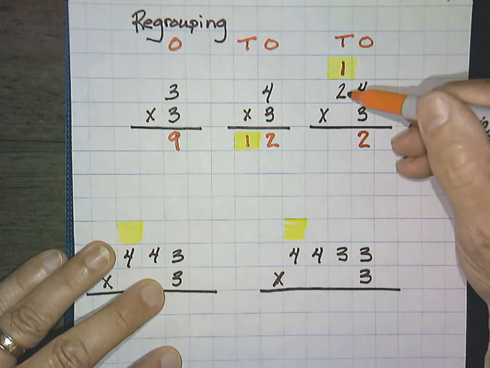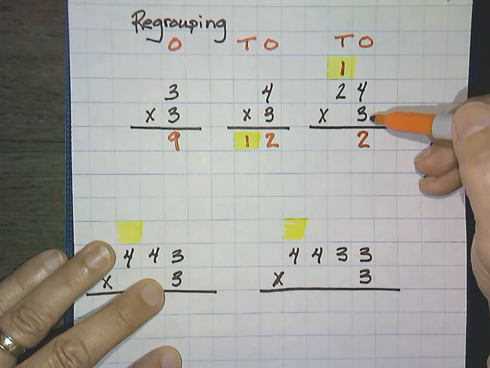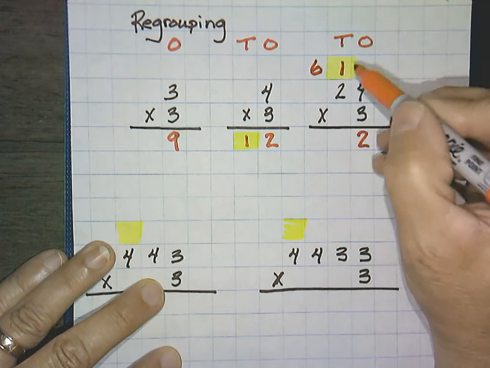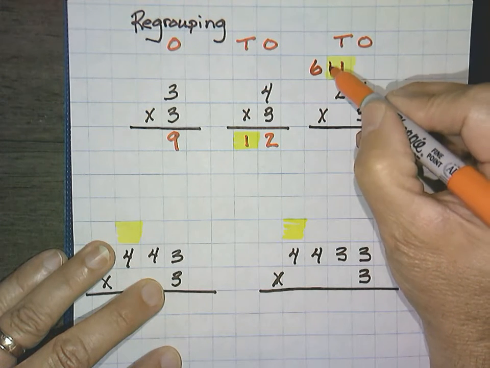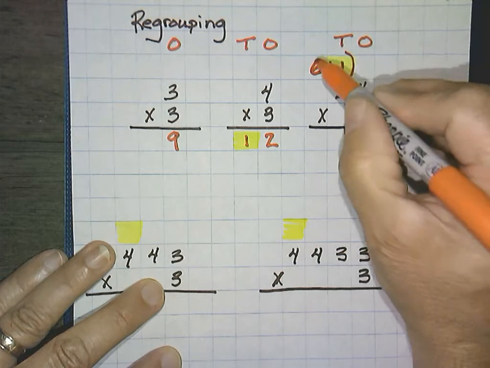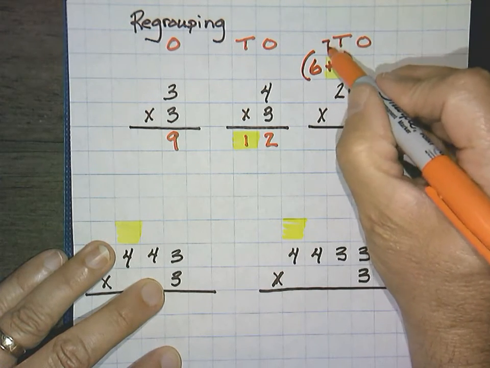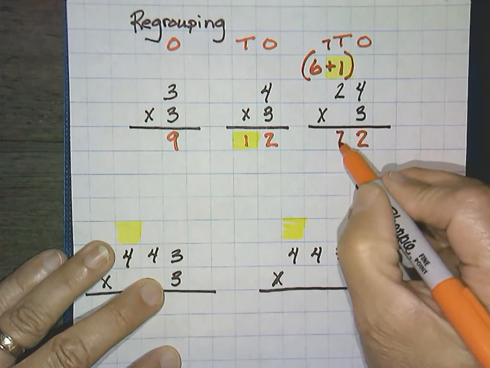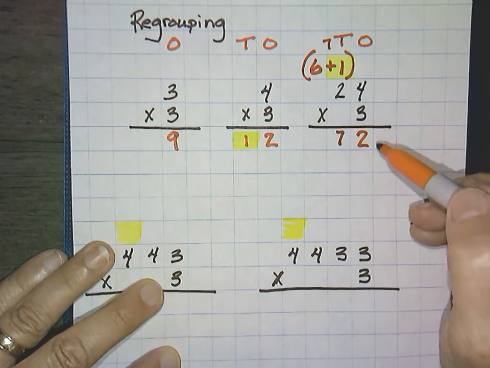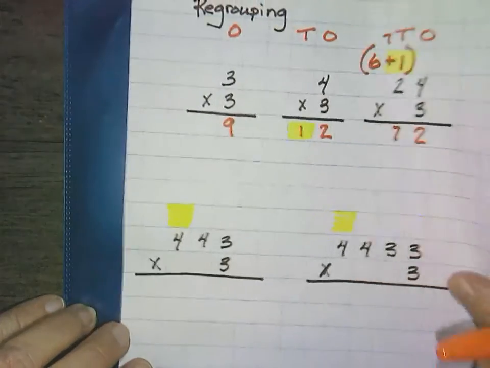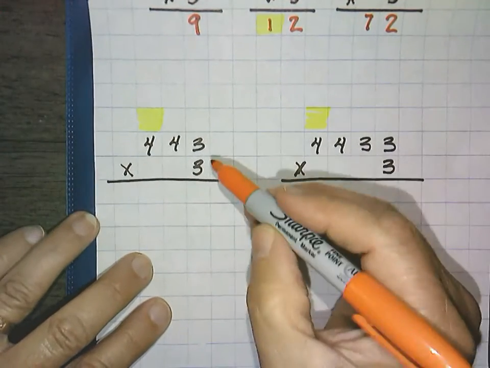And then we would go 2 times 3 is 6. You could also say 3 times 2 is 6. And see that number up there? You have to add it. So 6 plus 1 would be 7. So in other words, 24 times 3 would be 72. And this rule of regrouping would apply to other place values.